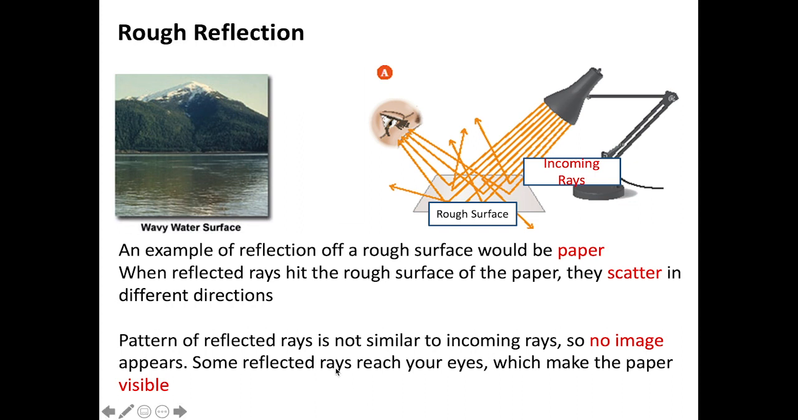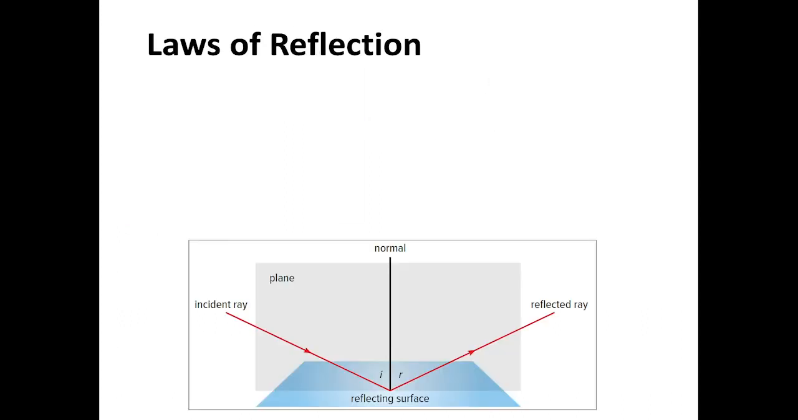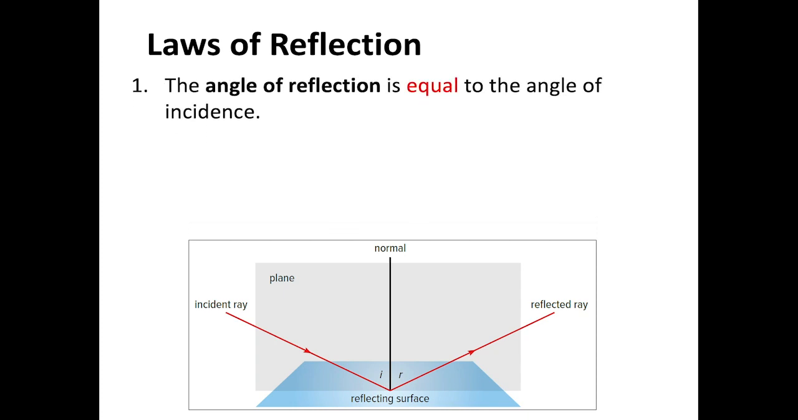So some of the reflected rays are reaching our eye, which is making this paper visible, but not all of them in the same kind of way or pattern. So to predict the reflection, we have a couple of laws which guide our understanding of how reflection works and what surfaces it works on. So the angle of reflection is equal to the angle of incidence.